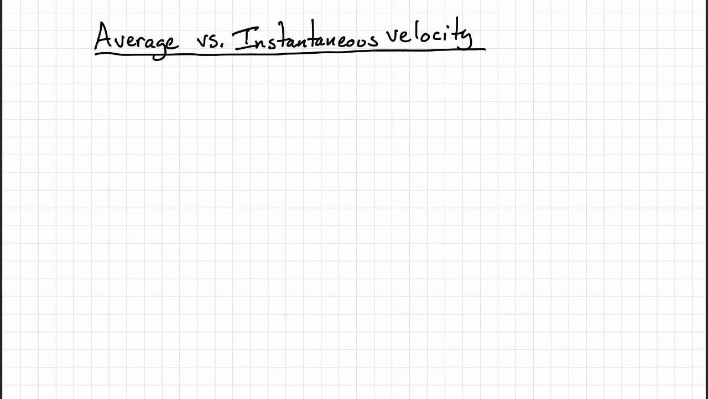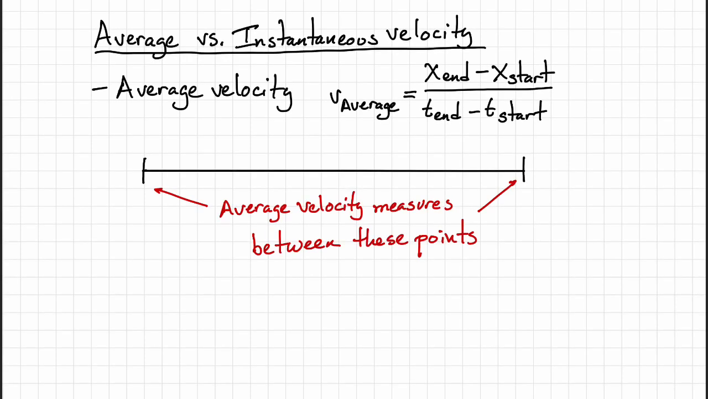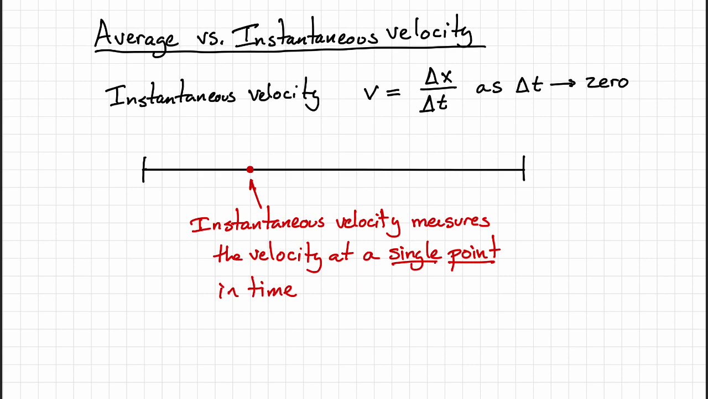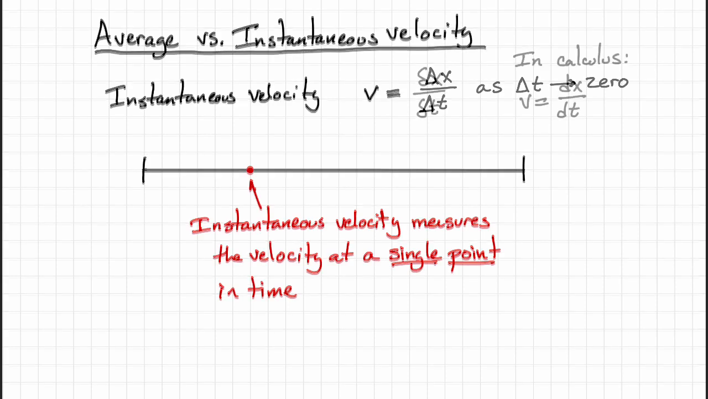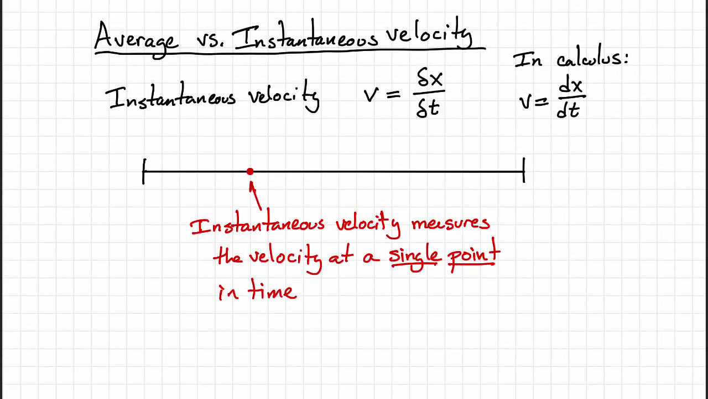As we explore deeper into physics, we will find that there is a difference between average and instantaneous velocity. Average velocity measures the velocity between two endpoints, from start to finish. Instantaneous velocity, on the other hand, measures the velocity at a single point in time. The book uses lowercase deltas to represent a very small change in position over a very small change in time. In calculus, the instantaneous velocity is the derivative of the position with respect to time.